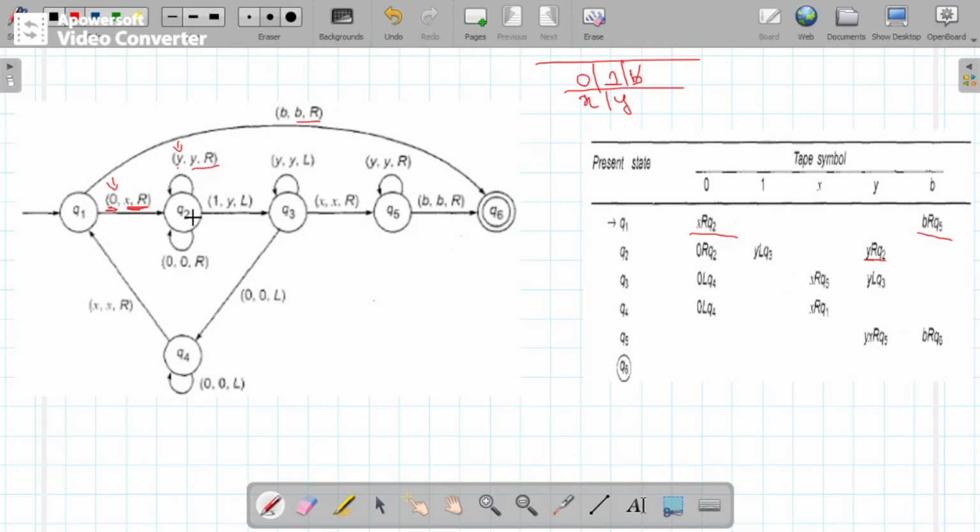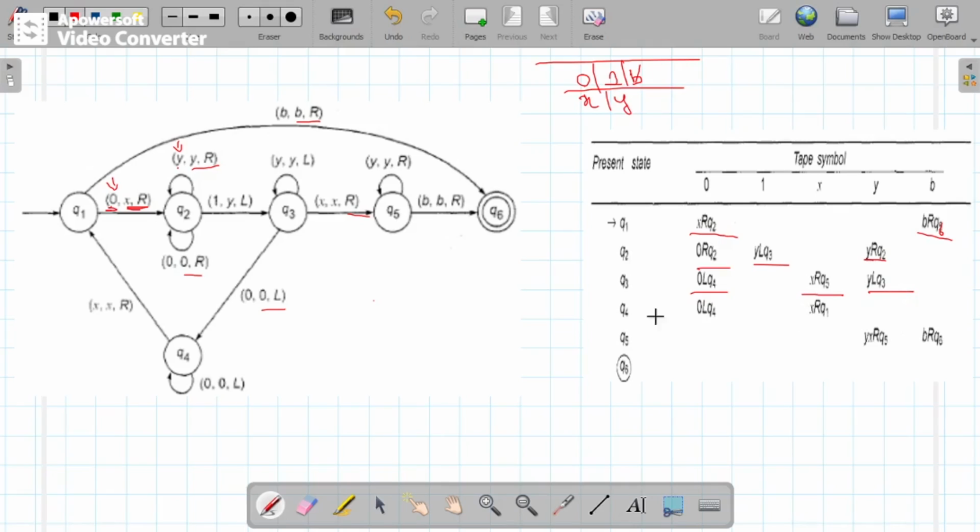Q2 on 0 goes to where? Q2 on 0 goes to 0R Q2. Q2 on 1 goes to YL Q3. So that's what is written. Next, Q2 on Y goes to YR Q2. That is written. Q3 on X goes to XR Q5. Q3 on 0 goes to 0L Q4. Q3 on Y goes to YL Q3, so itself.